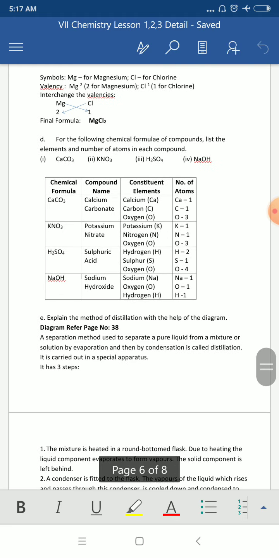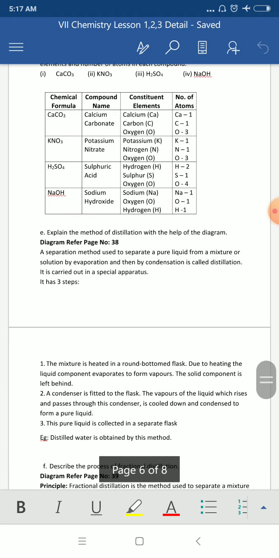CaCO3 is nothing but calcium carbonate. So what are the constituent elements we have? Calcium, carbon, oxygen. One atom of calcium, one atom of carbon, 3 atoms of oxygen.